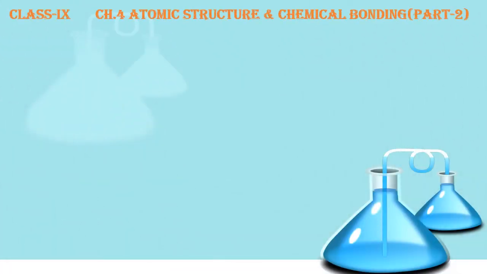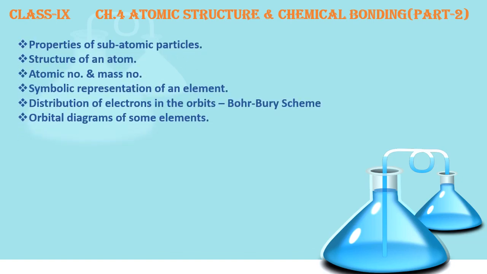In the previous class, we came to know how electrons, protons, and neutrons were discovered. And today, we will see the properties of subatomic particles. We will revise the structure of atom. We will see atomic number, mass number, symbolic representation of an element, distribution of electrons in the orbits, that is Bohr-Bury scheme, and orbital diagrams of some elements.